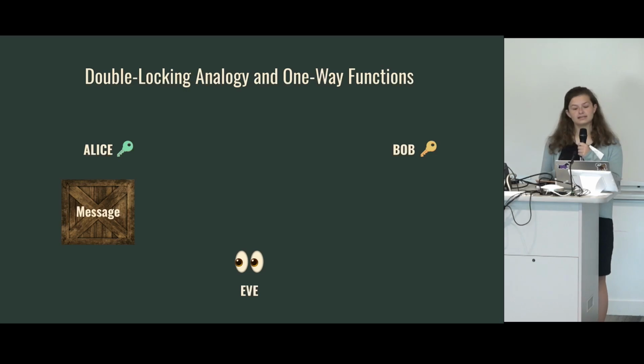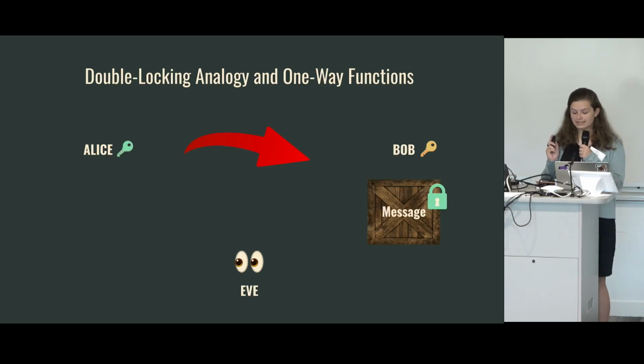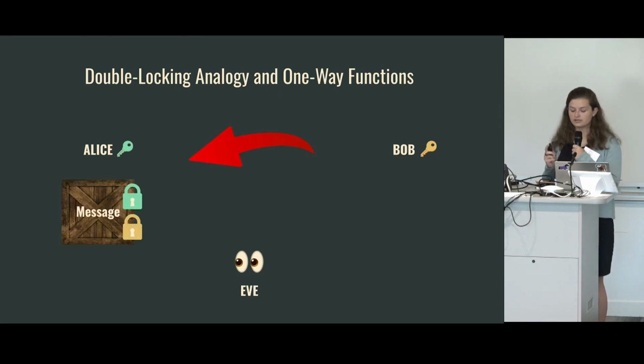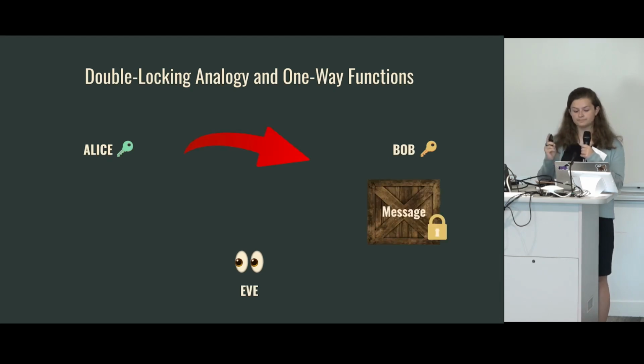This is an analogy that I like to use to explain how public key cryptography works. Say Alice wants to send a message to Bob without Eve being able to see it. Alice puts her message in a box and locks the box using her private key. She then sends the box to Bob, who puts a second lock on it using his private key. He sends the box with both locks back to Alice, who uses her private key to remove her lock. Then Alice can send the box back to Bob, where Bob can use his private key to remove his lock, and now he's able to access the message.